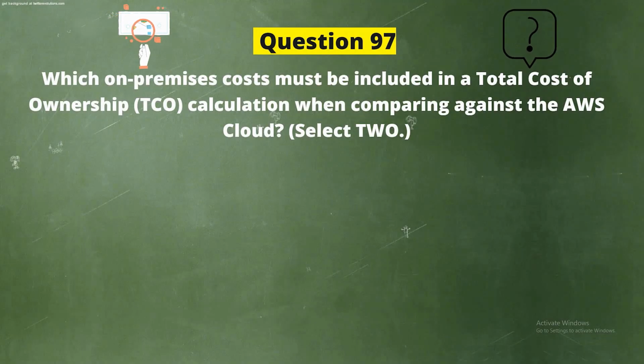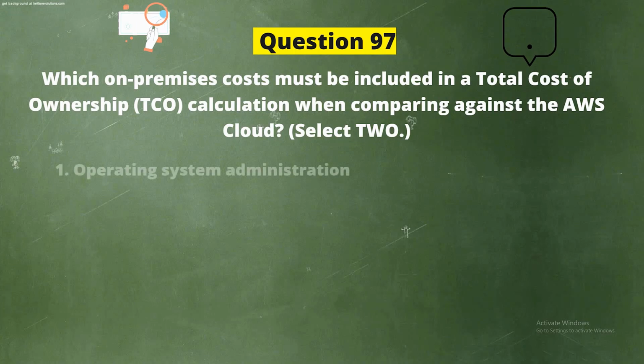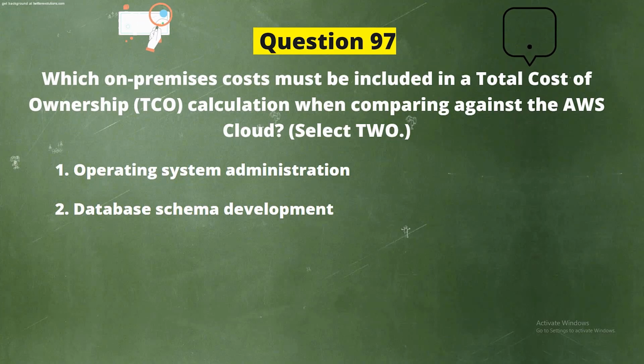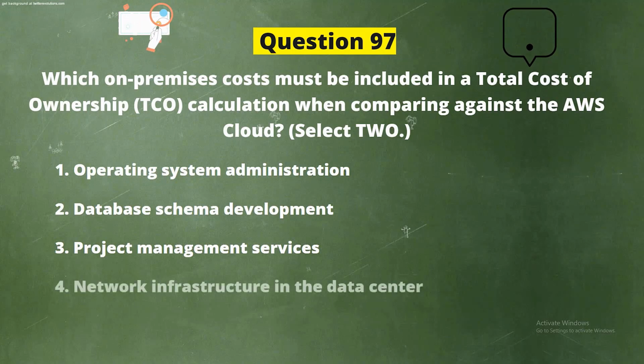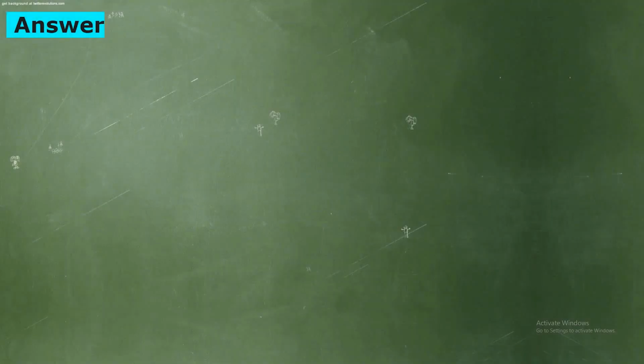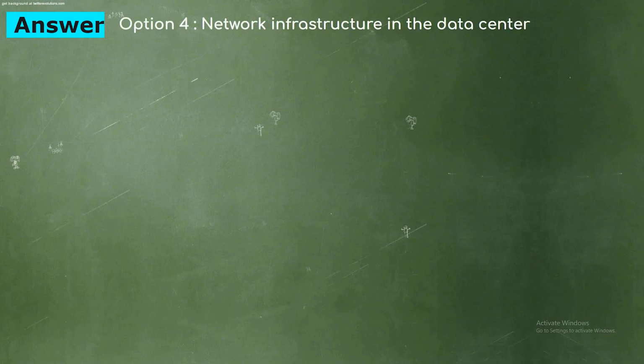Next question. Which on-premises costs must be included in a total cost of ownership, TCO, calculation when comparing against the AWS cloud? Select 2. And the options are: Option 1. Operating System Administration. Option 2. Database Schema Development. Option 3. Project Management Services. Option 4. Network Infrastructure in the Data Center. Option 5. Physical Compute Hardware. And the correct answers are: Option 4. Network Infrastructure in the Data Center. And Option 5. Physical Compute Hardware.